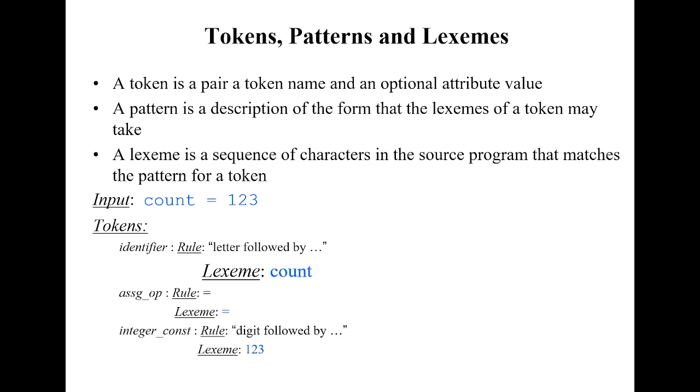Now, let us see tokens, patterns, and lexemes. A token is a pair: a token name and an optional attribute value. A pattern is a description of the form that the lexemes of a token may take. A lexeme is a sequence of characters in the source program that matches the pattern for a token. The examples are as given below.